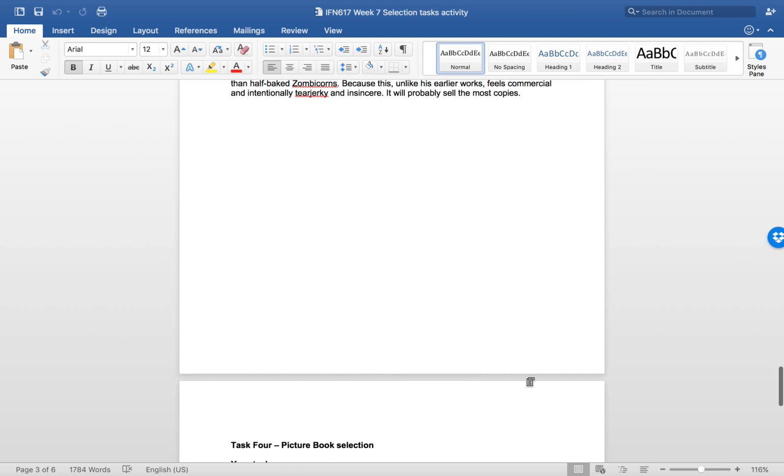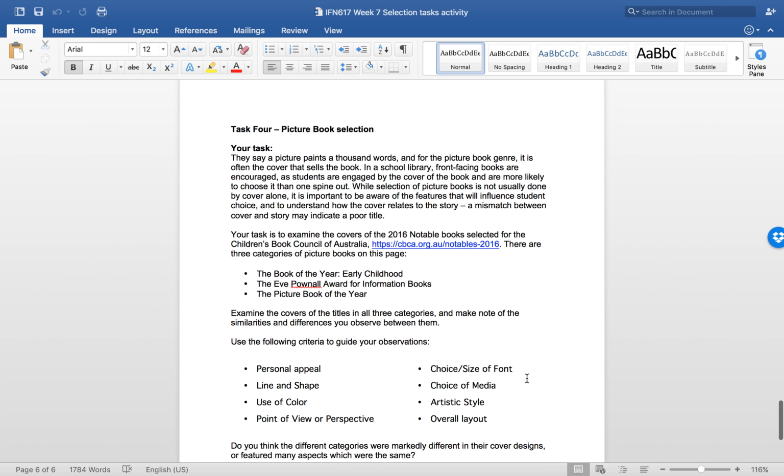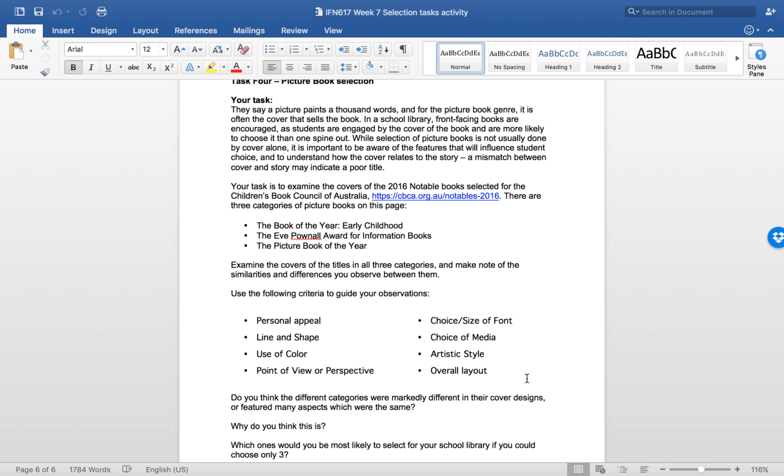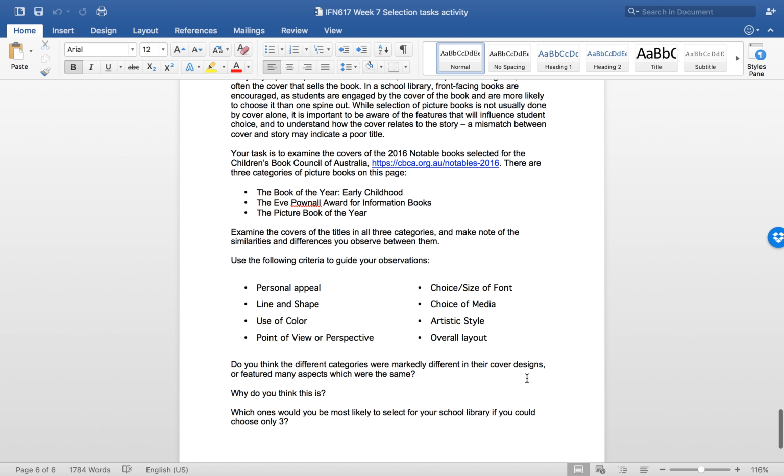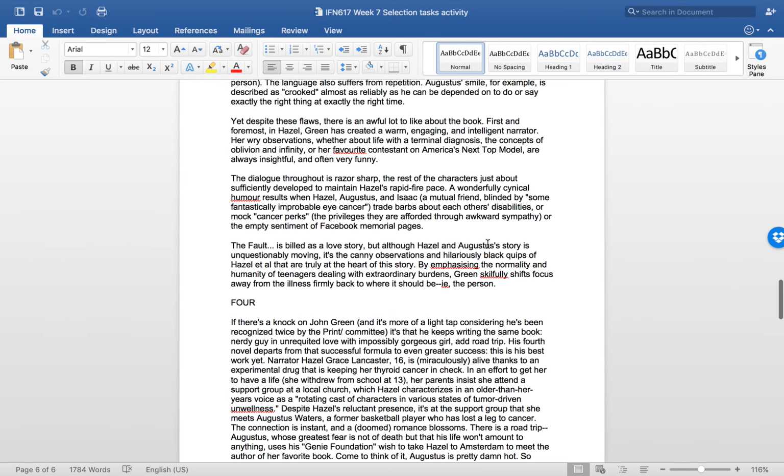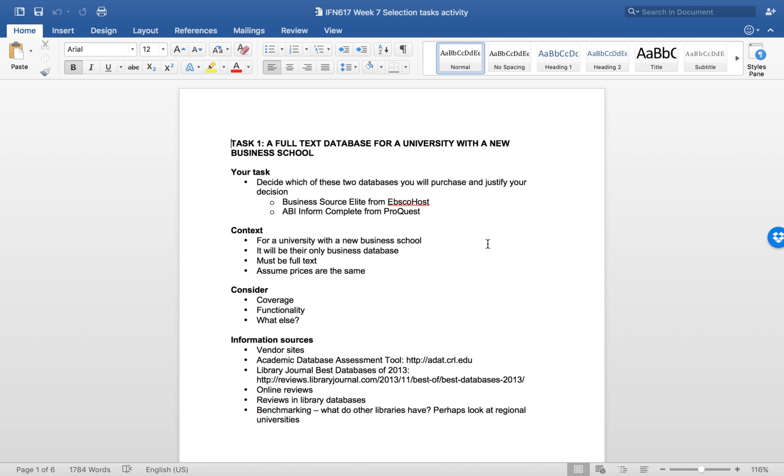Okay, and the fourth task is a school library task, and this one is all about picture book selection. So it's to look at the notable books selected for the Children's Book Council of Australia, and have a look at the titles in the different categories, what they look like, and then choose, if you could only choose 3 books for your school library, which 3 would you choose and why? Okay, so if you'd like to pause the video here to go away and do that task, you can spend as much time on it as you want, and then come back. So I'll assume that you've paused it now, and I'll start talking through the tasks.